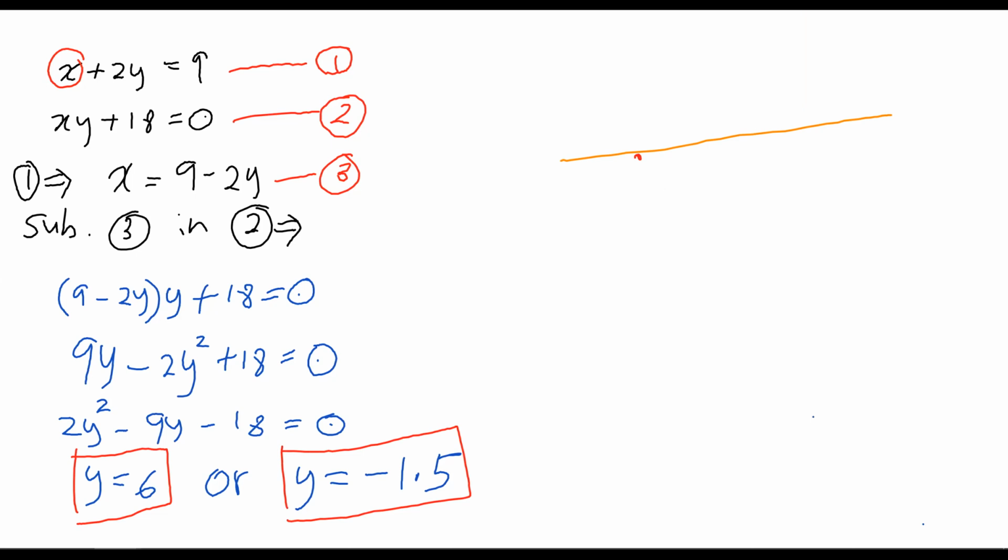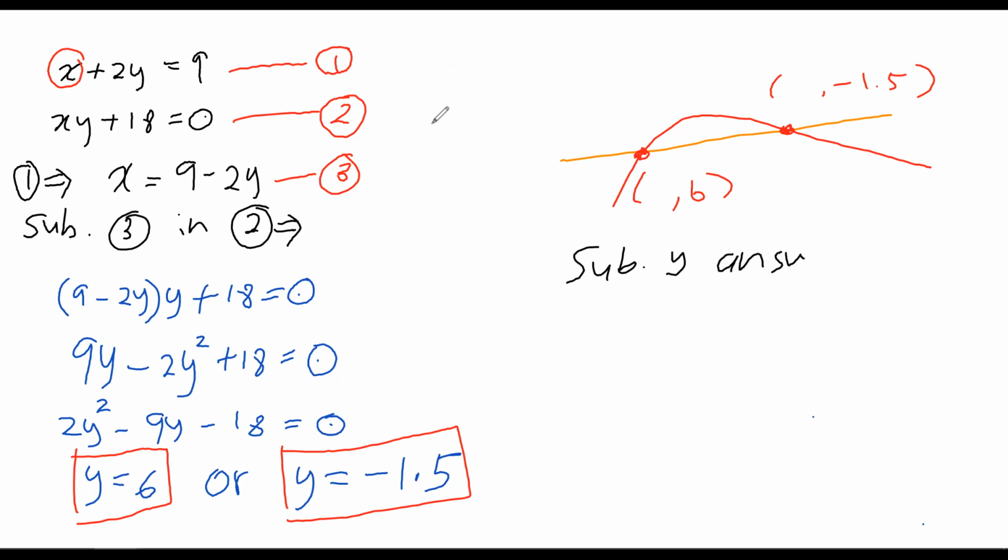Let me draw, say you have something like that, okay? So you have two intersection points here and here, but what you got here are the y coordinates, 6 and minus 1.5. So how do you find the x coordinate now? You substitute this back. So substitute y solutions, or y answers, in which one? First equation, or better 3, because in 3 I have made x the subject.